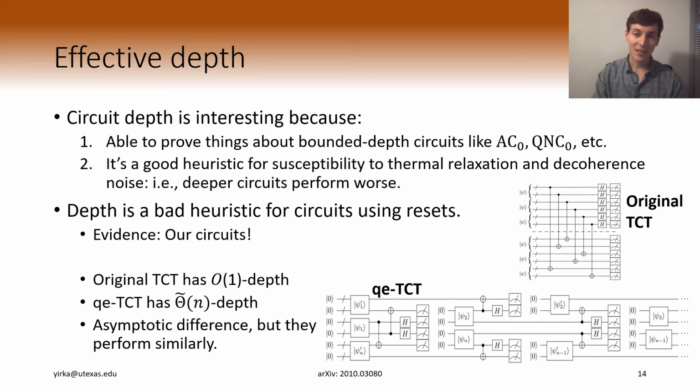However, in the case of circuits which use qubit resets, depth is no longer a good predictor of noise resilience. The evidence for this claim are the circuits I introduced in this talk. For example, the original TCT had constant depth. The qubit-efficient TCT had depth more than linear in n. I'm hiding some factors here. This is an asymptotic difference, but they perform similarly in the presence of noise. Depth is no longer a good heuristic for predicting noise resilience.